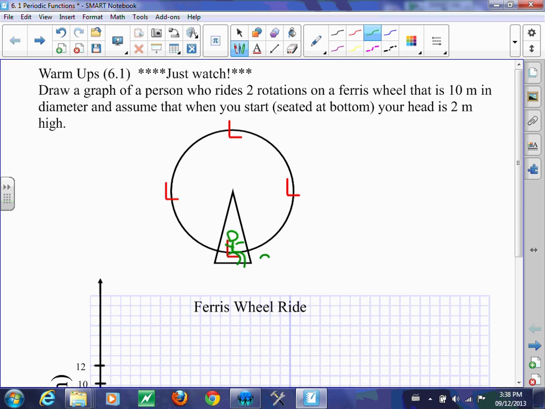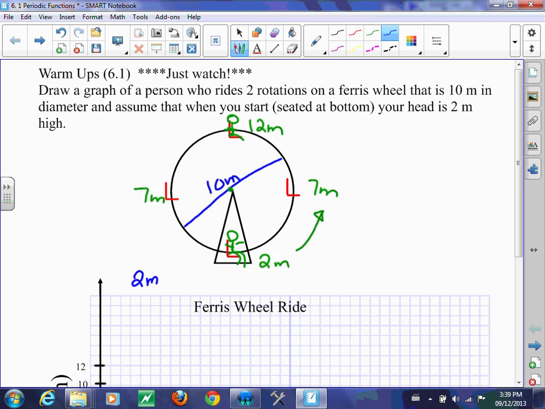So we assume that at this point we are 2 meters. That's the smallest distance or height we can be. If we know the diameter of our Ferris wheel is 10 meters, that means when we get right to the top, how high are we going to be? That's going to be 12 meters. And halfway up or halfway down, we're going to be 2 meters plus half of the diameter, which is your radius of 5. So 2 plus 5 is 7 meters.